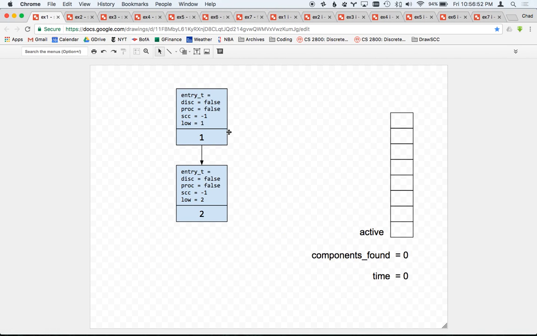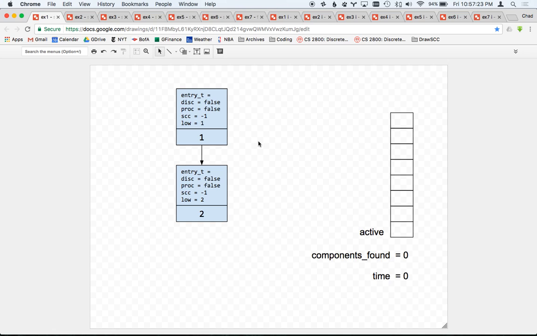So we start with this very simple example, which is a graph consisting of two vertices and one edge connecting the two of them. This graph has two separate strongly connected components. Each of its vertices is its own strongly connected component. The reason for that, of course, is that it's not possible to get from 2 to any other vertex, so it has to be in its own strongly connected component. And although from 1 you can get to 2, you can't get from 2 back to 1, so 1 is also in its own strongly connected component.